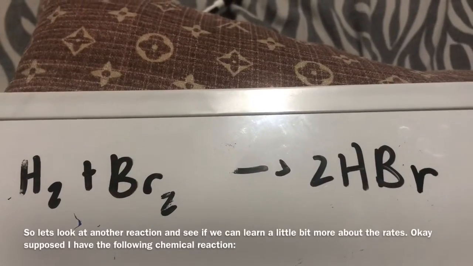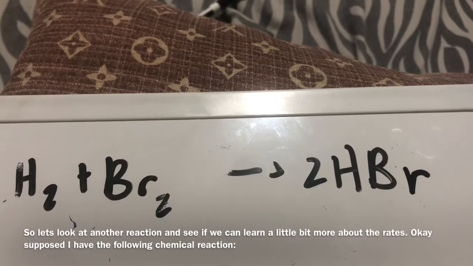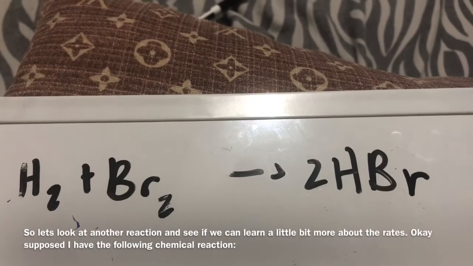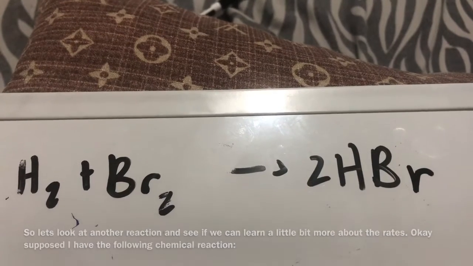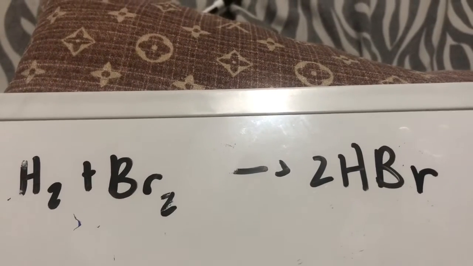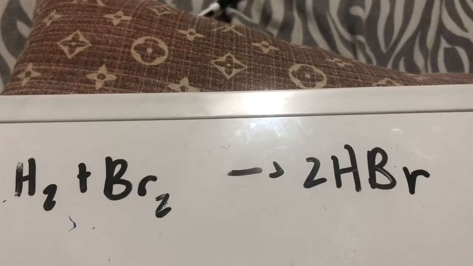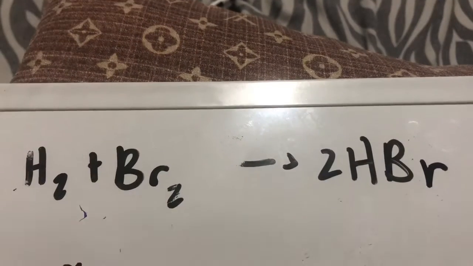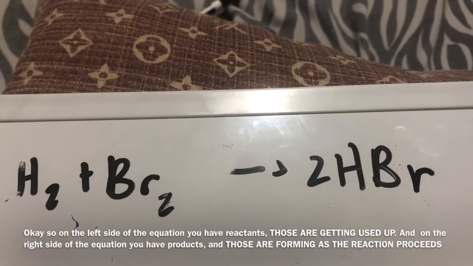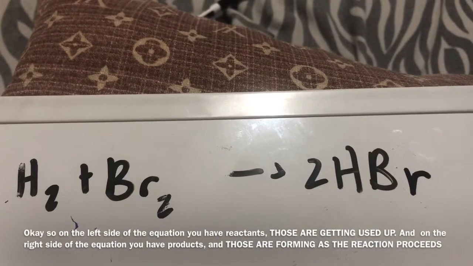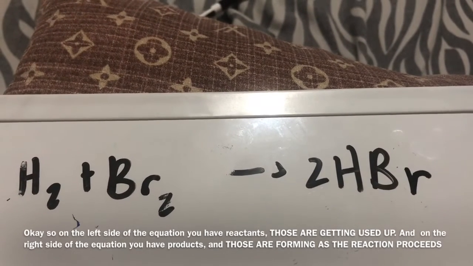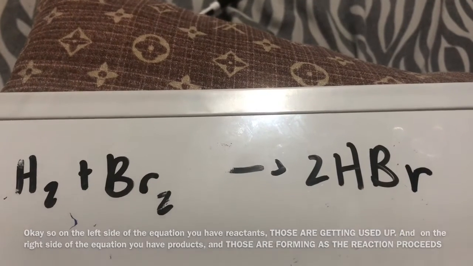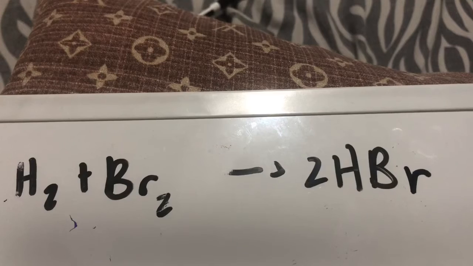So let's look at another reaction and see if we can learn a little bit more about the rates. Suppose I have the following chemical reaction: H2 plus Br2 yields 2 HBr. On the left side of the equation, you have reactants. Those are getting used up. And on the right side of the equation, you have products. And those are forming as the reaction proceeds.